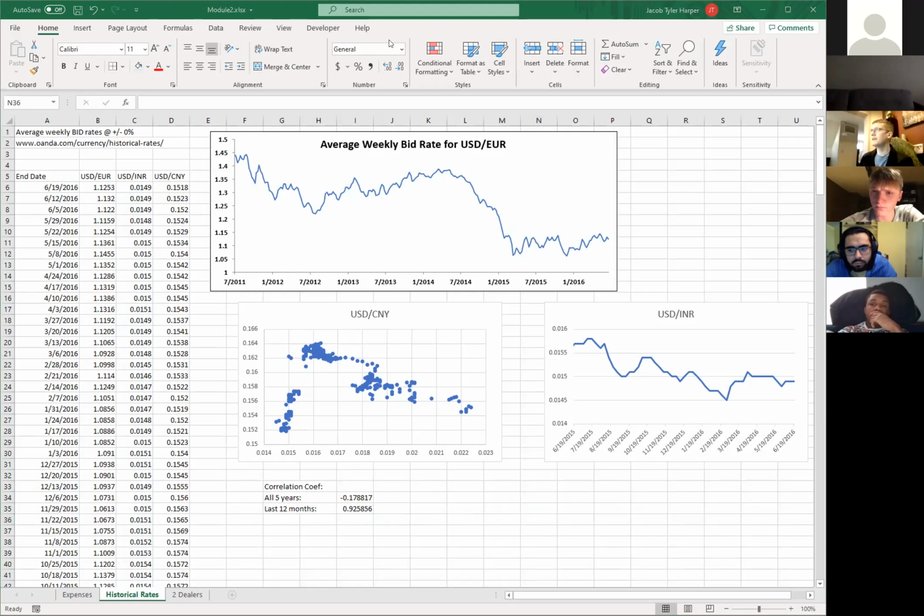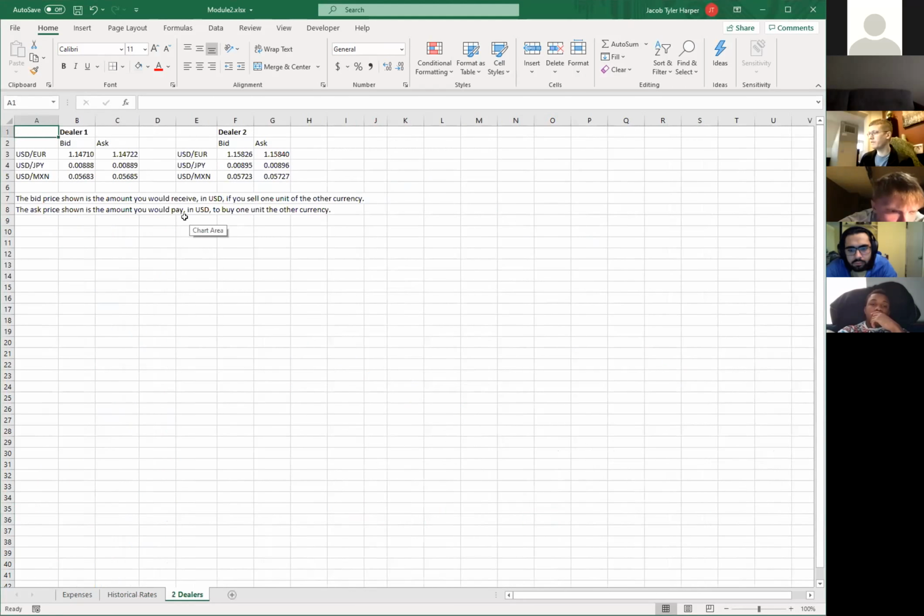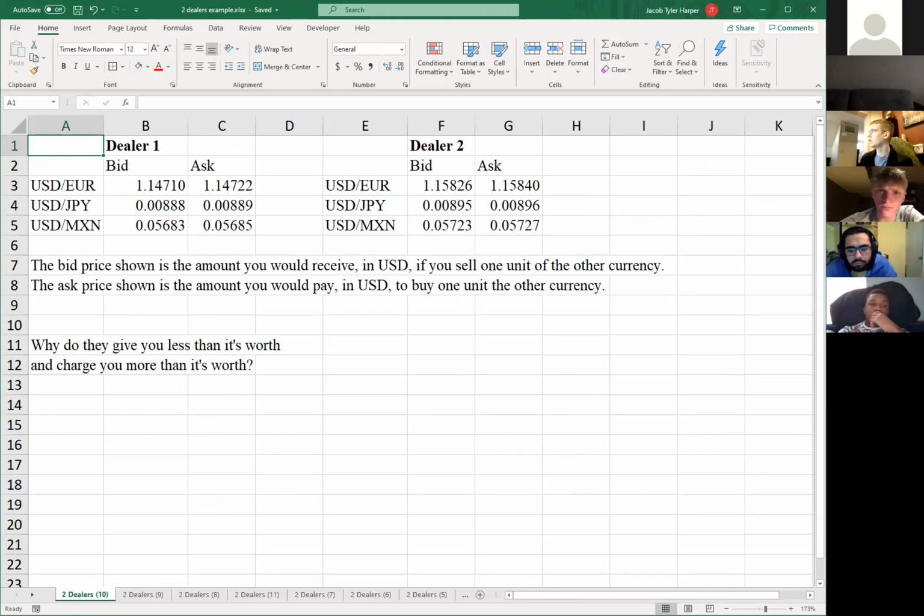What we're doing today has to do with the final tab of our spreadsheet, this To Dealers tab, and I want to talk about what's going on here. So on this tab, we have all this information. We have 2 dealers. First of all, we got these 3 exchange rates, but now instead of just having one exchange rate, each one has 2 different numbers. So what's going on here?